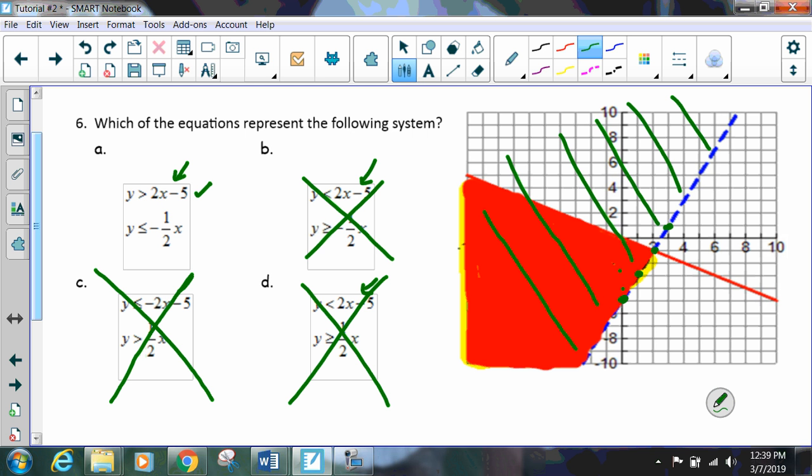So let's double check that this is also right. The line y equals negative 1/2 x means the y-intercept is 0. And that's true. Let me switch colors. And then the slope is down 1 over 2. So that's true. And it is a solid line, and that's true. That looks like a solid line. And the shading is down, which would be less than or equal to. So this is our answer.